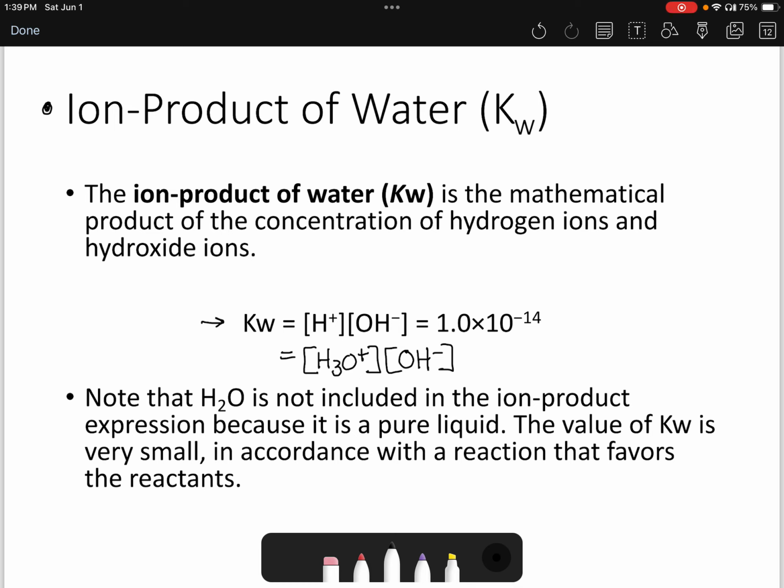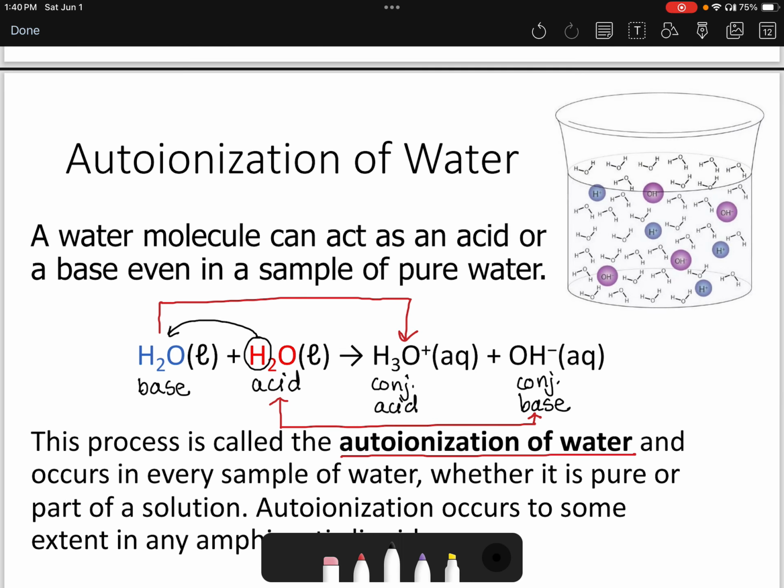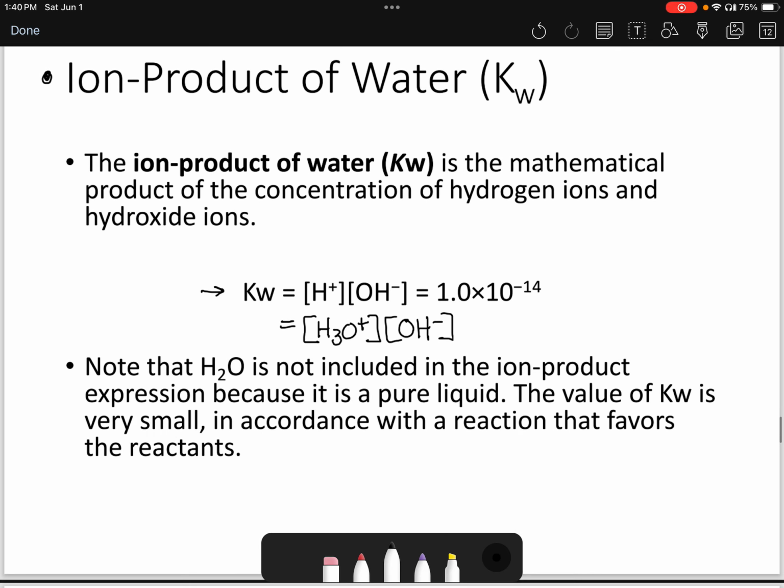Now, notice that we didn't include the reactants in this expression. And our reactants, if we go back, were the two water molecules. So why didn't we include those? So we didn't include water because it's a pure liquid. And the concentration of water isn't going to change very much since we only produce a very small amount of the product. So that's why we don't include it. The concentration just isn't going to matter for water.